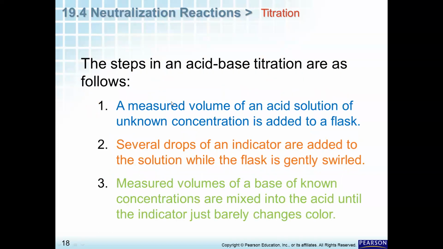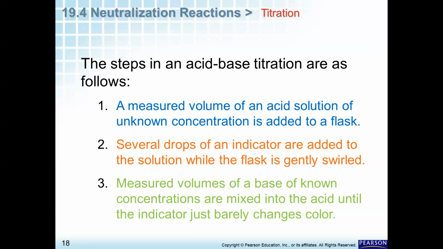So here's the procedure that we usually do in titration. A measured volume of an acid solution of unknown concentration is added to the flask. It's not necessarily an acid, it could be a base. For example, we have a solution that somebody prepared and it says hydrochloric acid, but we don't know the concentration. So we take a measured amount of that acid, let's say 25 milliliters, and we place it in a flask.